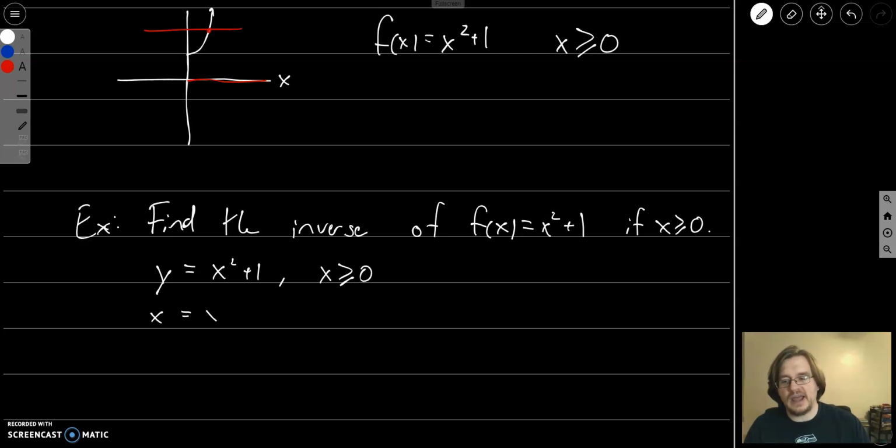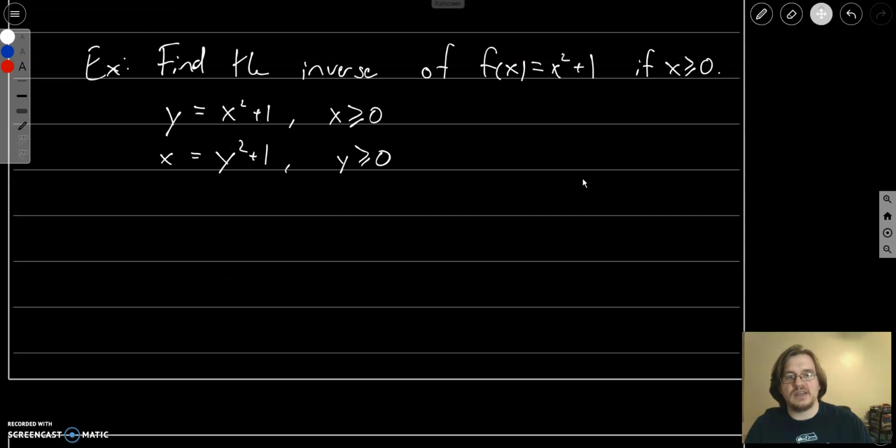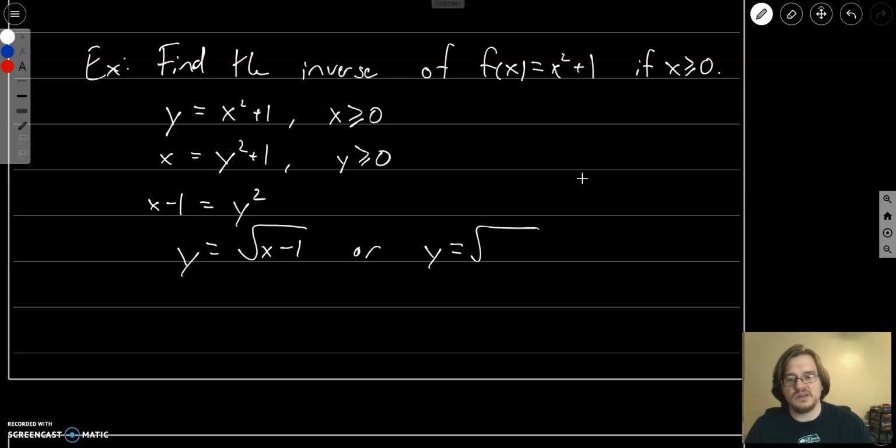So we switch our x's and y's. And now we want x is equal to y squared plus 1, where all of the y values are greater than 0. And then we can continue this. I can subtract 1 from both sides. And then I can take a square root of both sides. Now, normally what we would get is y is equal to the square root of x minus 1, or y is equal to the negative square root of x minus 1.